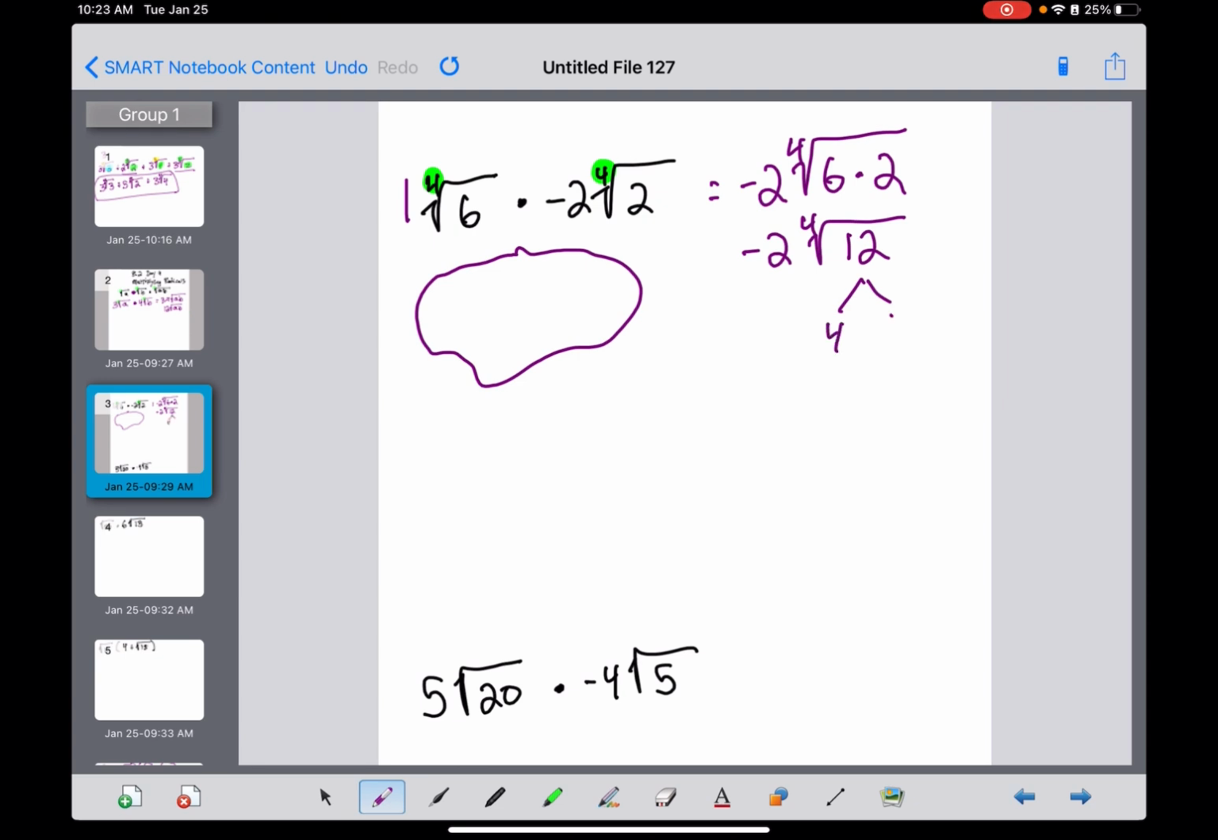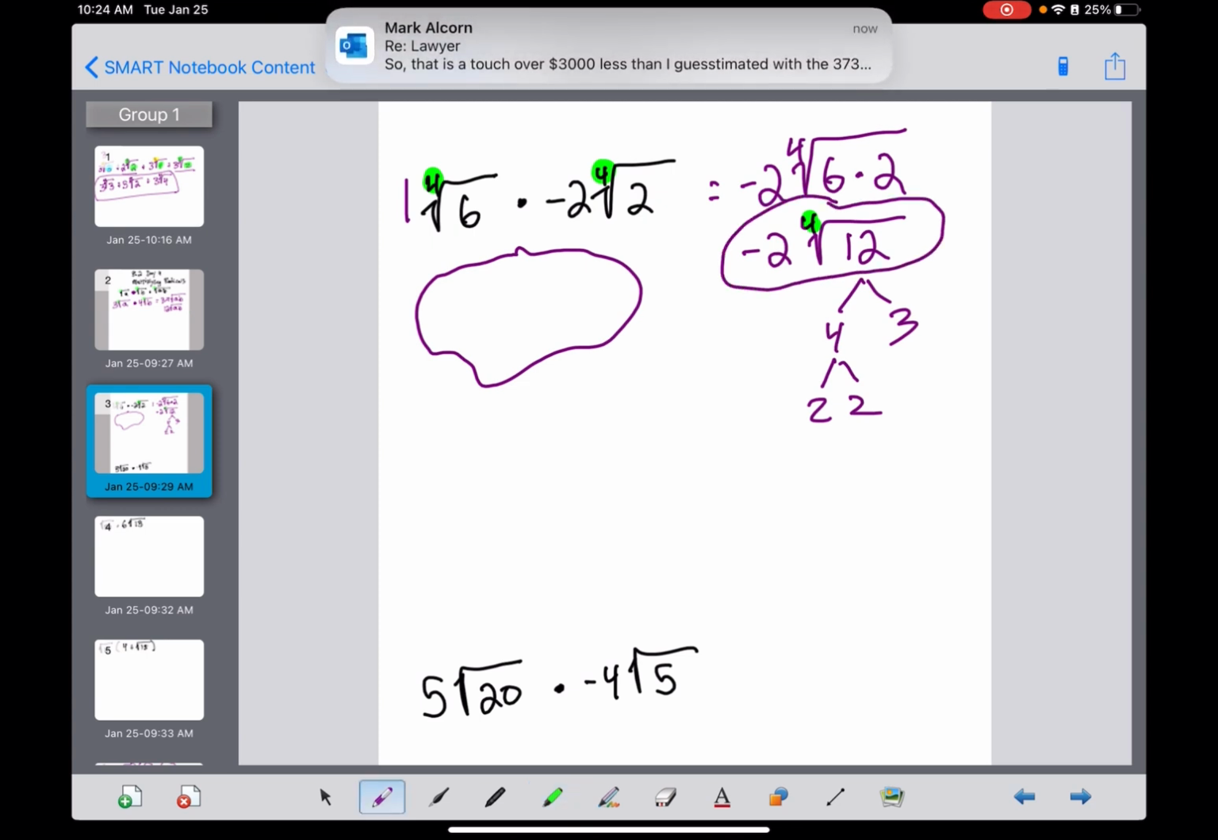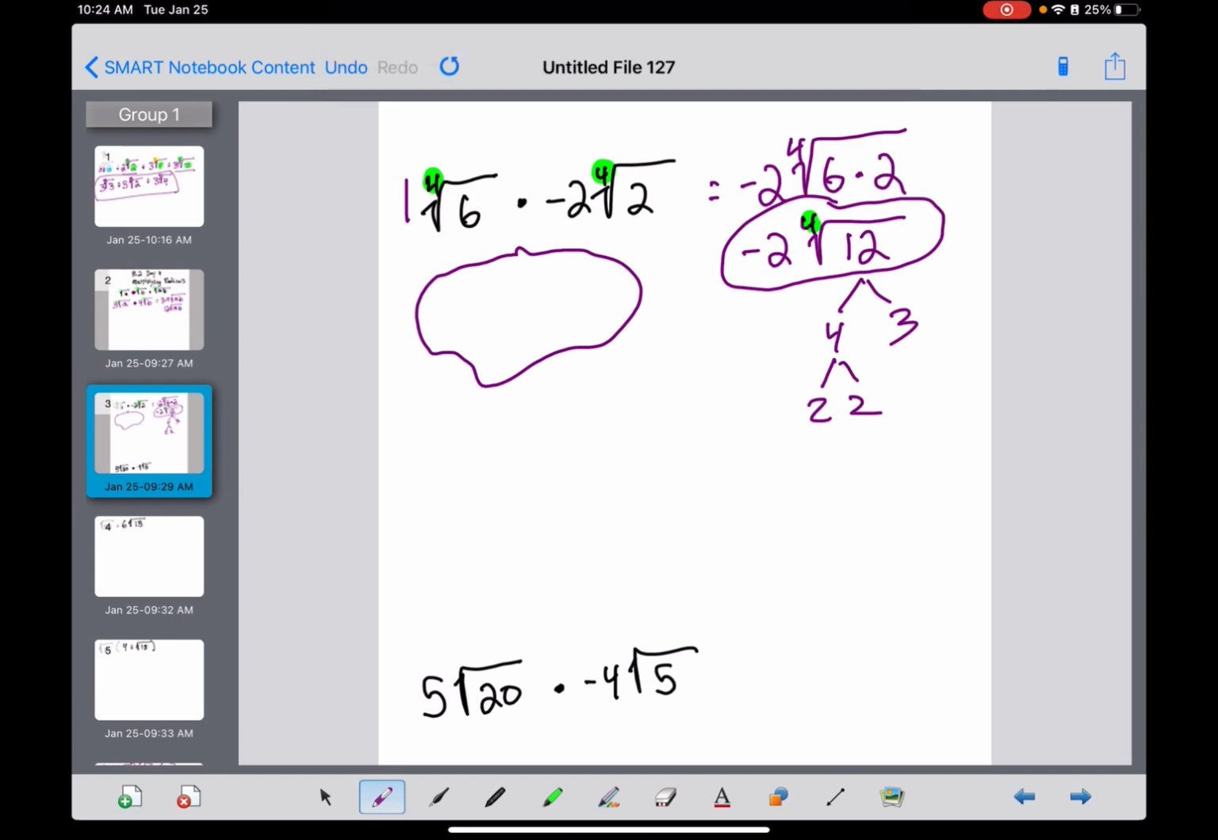Well, that's 4 times 3, 2 times 2. Our index is 4, so we're looking for groupings of 4. We don't have that. So that then is in simplest form right there. And we're done. This is your solution.